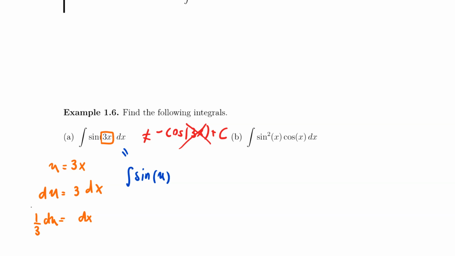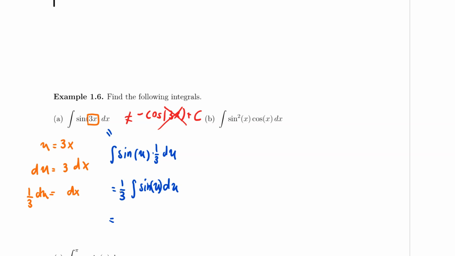Here, I'm going to have the integral of sine of u times 1/3 du. 1/3 is a constant, so I can pull it out. That's going to be just 1/3 times the integral of sine of u du. And now I can go ahead and use the formula. The integral of sine of u is just going to be negative cosine of u plus c. Now I can distribute the 1/3, so that's going to be negative 1/3 cosine of u.